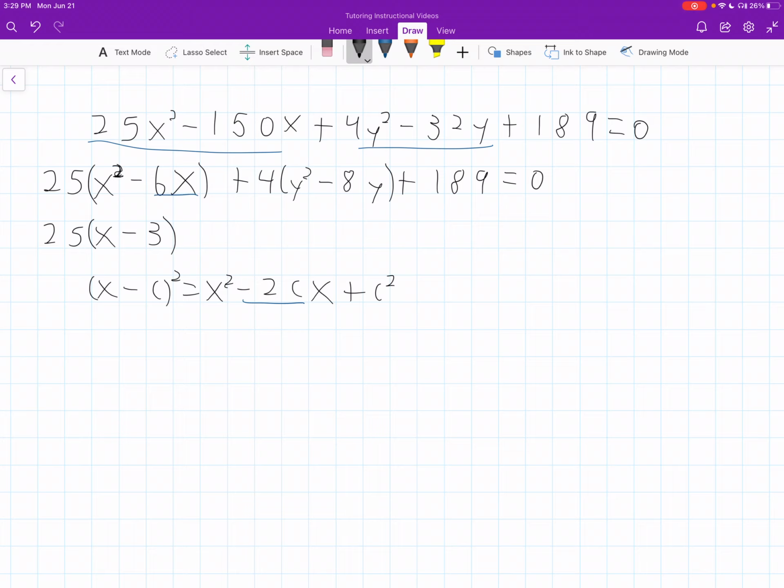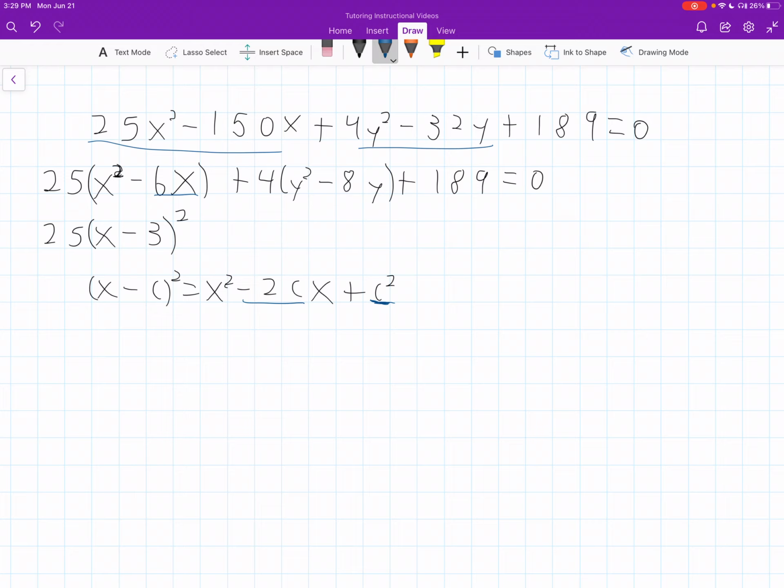But then if we do that, we also have this c squared term to deal with. So here it would be plus 9. We actually have to be careful. It's plus 9 inside the 25. So we need to deal with that because we can't just add something that wasn't there unless we cancel it out, so we're not changing the equation.